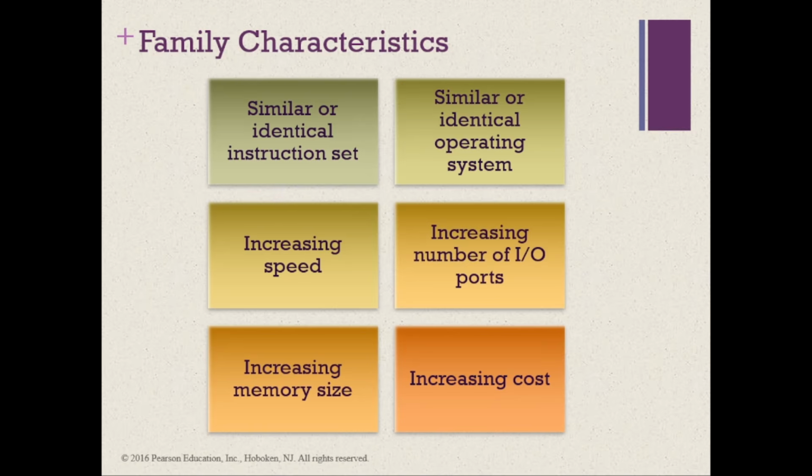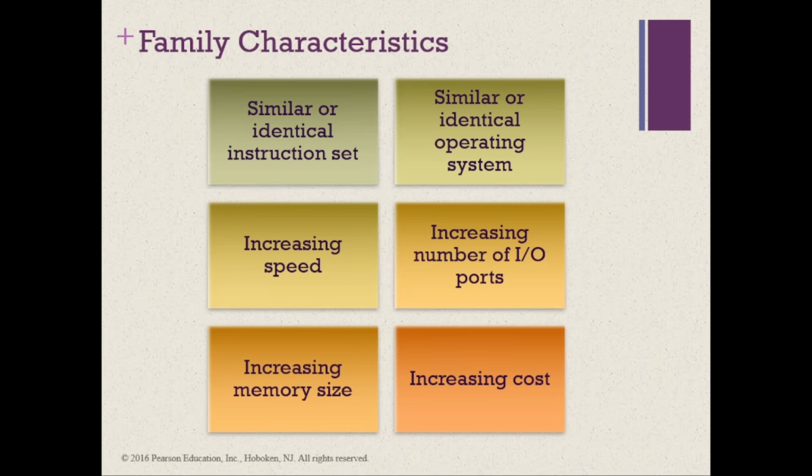Second, similar or identical operating system. The same basic operating system is available for all family members. In some cases, additional features are added to the higher end members. Of course, additional features means higher cost. Next, we have increasing speed. The rate of instruction execution increases in going from lower to higher family members, obviously.